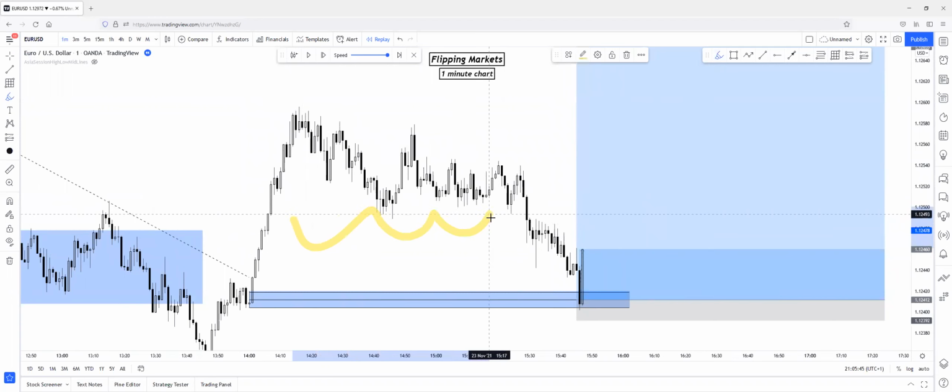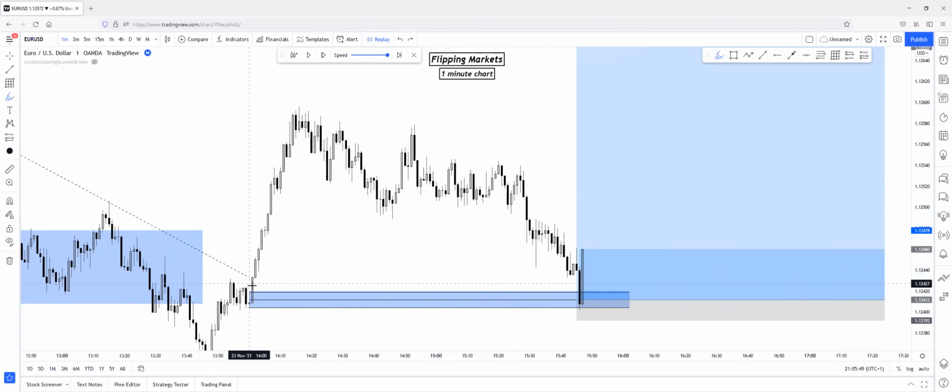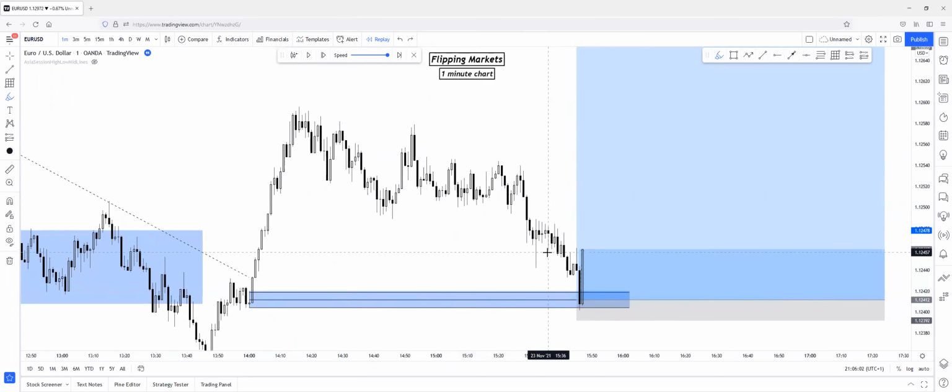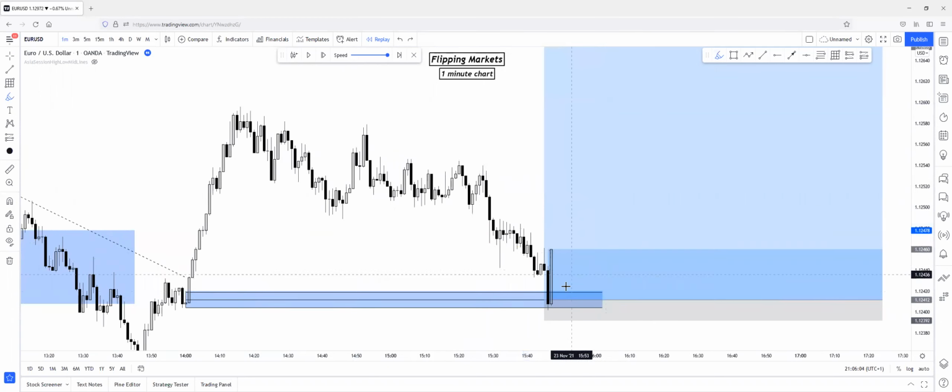So price collected all of the liquidity from this region. As you can see, this region between the demand zone and this high was just liquidity built up just for the demand zone. So all of these bottoms, all of these trend lines, everything in this area was liquidity for this demand zone. As you can see, price swept all of the liquidity, and after the demand tap, it reversed immediately, had a huge recovery, had a huge rejection.